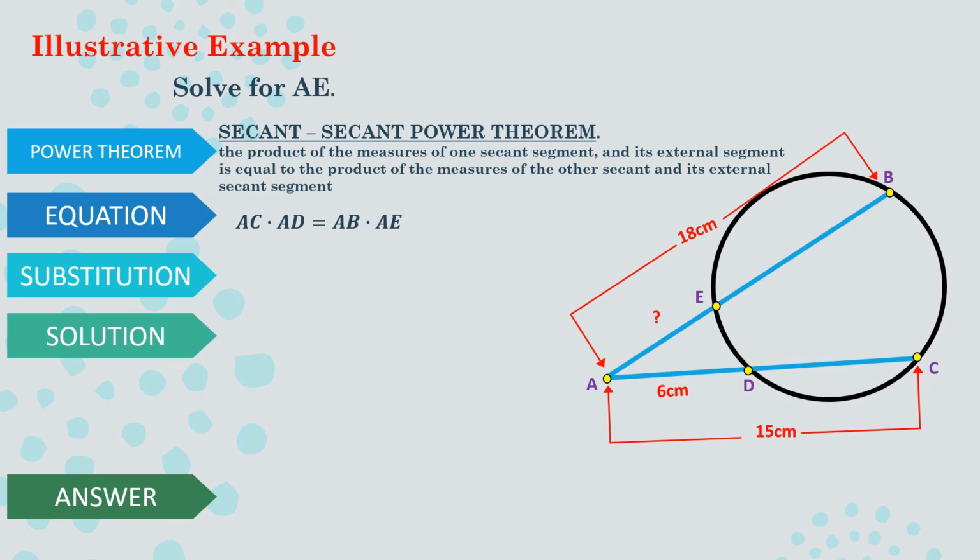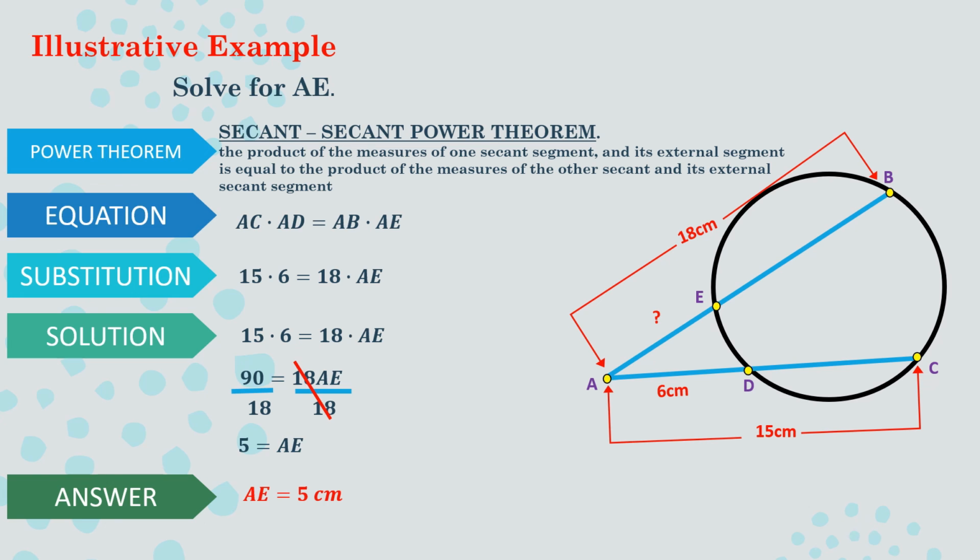So after this, we're going to substitute the given measurements on our equation. So we will have 15 times 6 is equal to 18 times AE. Then solving for this, we're just going to multiply 15 times 6. That will give us 90 is equal to 18 AE. Then we divide both sides by 18. Then we will have AE is equal to 5. So therefore, the measure of segment AE is equal to 5 centimeters.